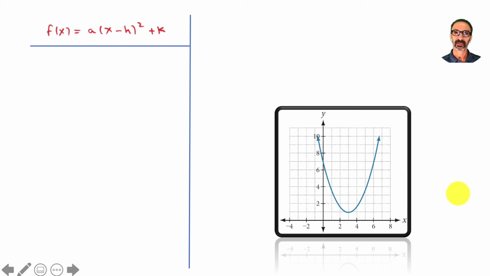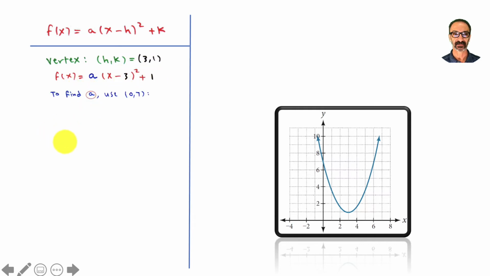Here's another example. Seeing this as a vertex form, I could tell that the vertex is (3, 1). So I wrote 3, 1. Now to write it down, we're missing a. So it's x minus 3, x minus h to the second plus k. To find a, I'm going to use the point right here, which is (0, 7).